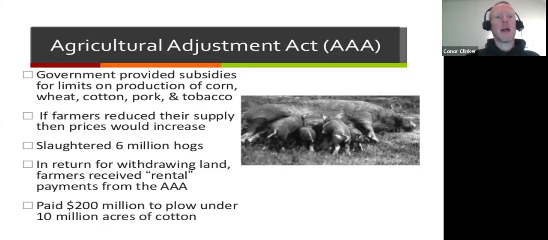Another way they limited supply was limiting how much land they were using. In return for withdrawing land, farmers received, quote, rental payments from the government. If you have a 20-acre farm, the government might say, hey, only grow food on 10 acres. So you're limiting the supply. And we will pay you to leave the other 10 acres empty. How do you limit the supply of cotton? They paid farmers to destroy 10 million acres of cotton.